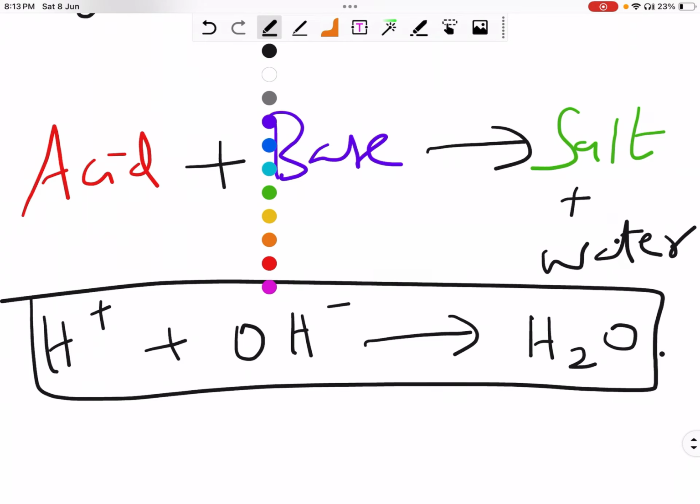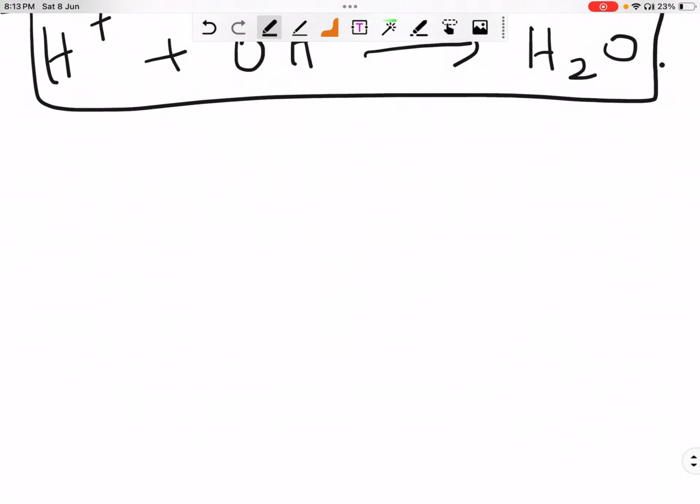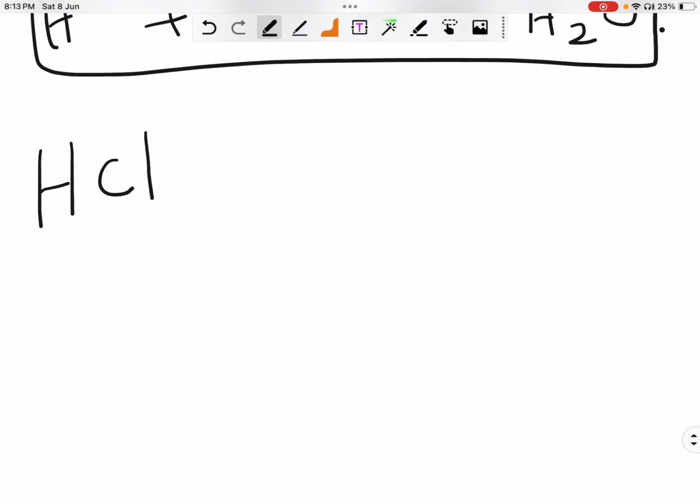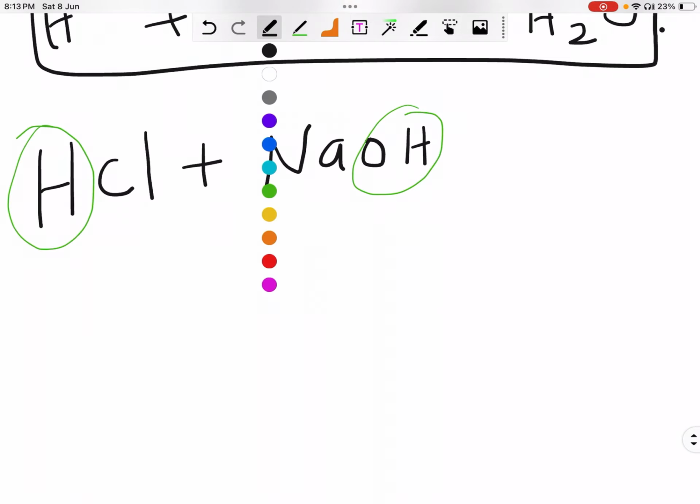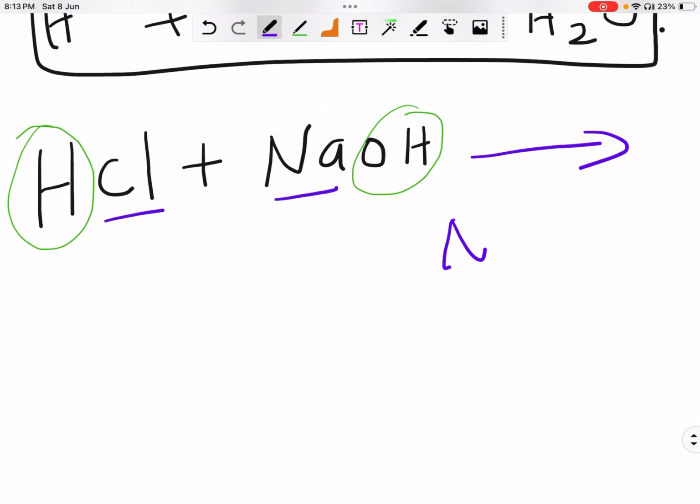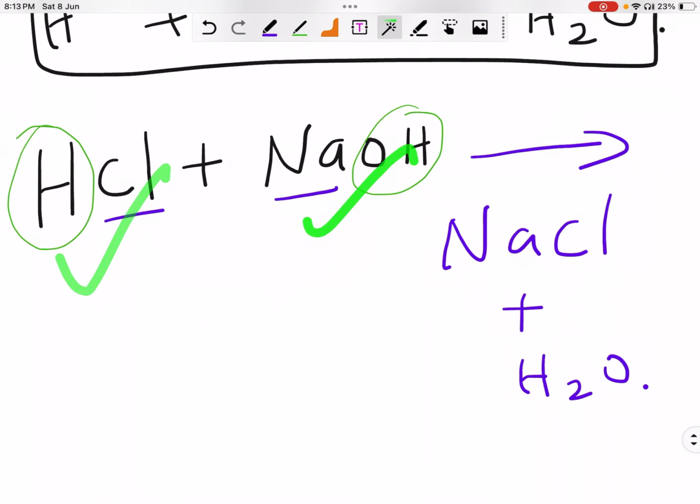I'll do a simple reaction based on that. I will take HCl as an acid and NaOH as a base. I will just highlight the H part and OH part. Now what is the remaining part? If you check, you have Na and Cl. That is your salt, and you have water. It is a very simple reaction, already balanced also. A strong acid and a strong base give a salt. This is how a salt is produced from acid and base.